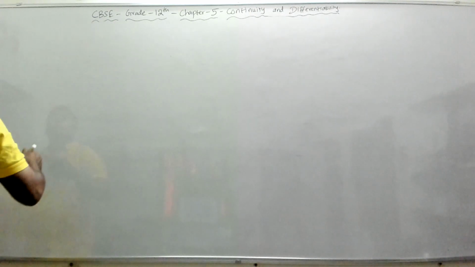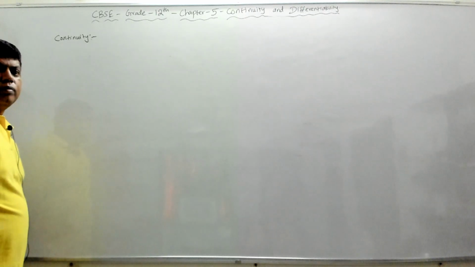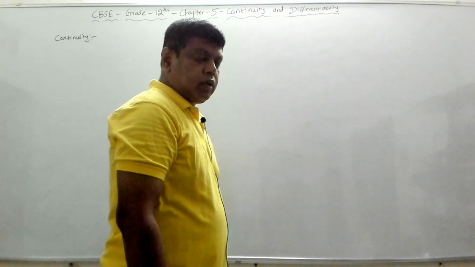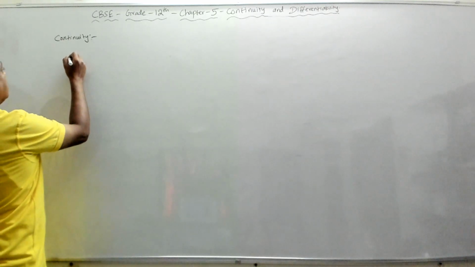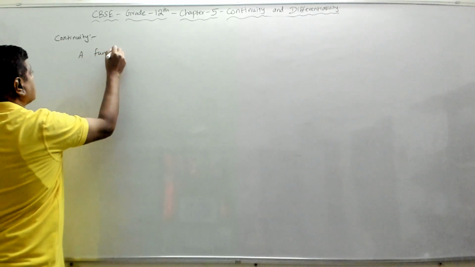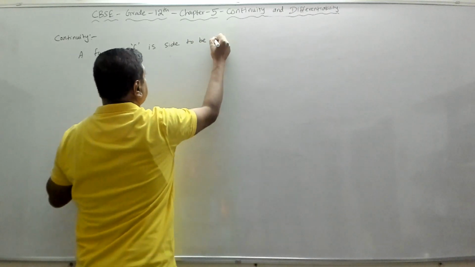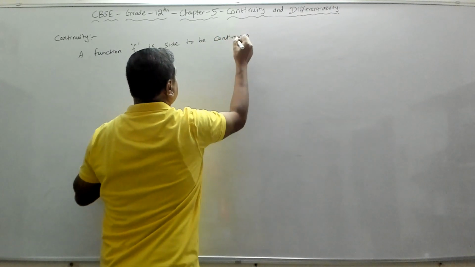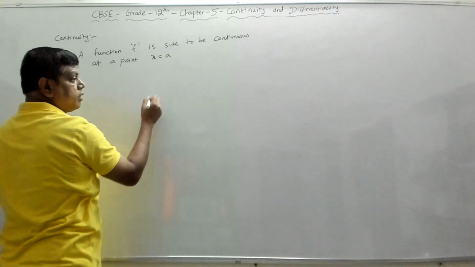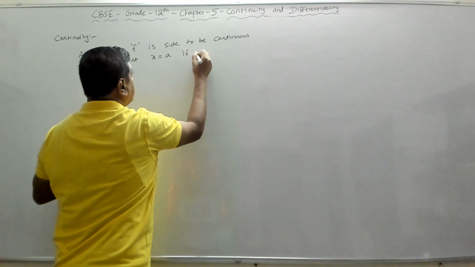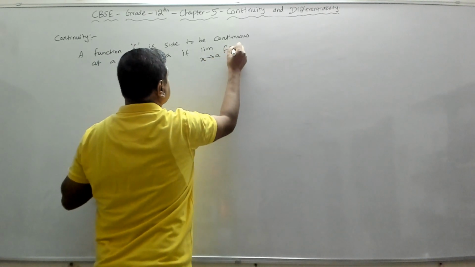The next concept is continuity. So the definition for continuity is: a function f is said to be continuous at a point x equal to a if limit x goes to a f of x should be equal to f of a.